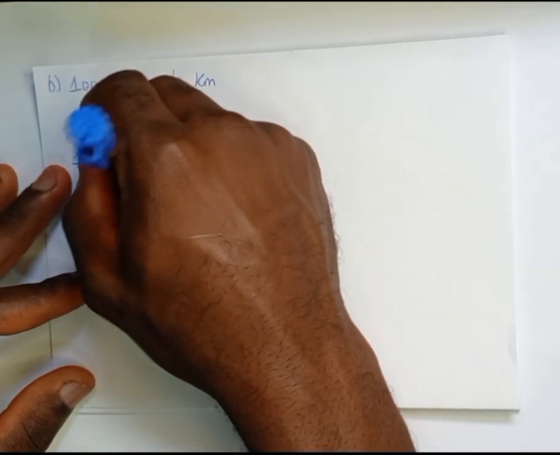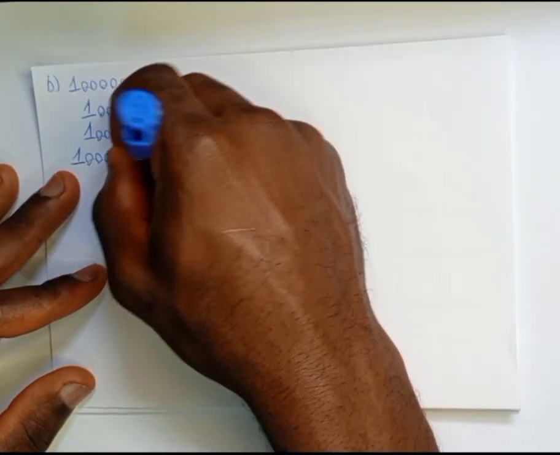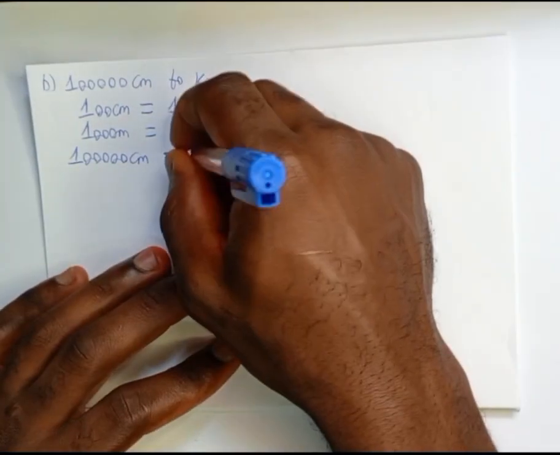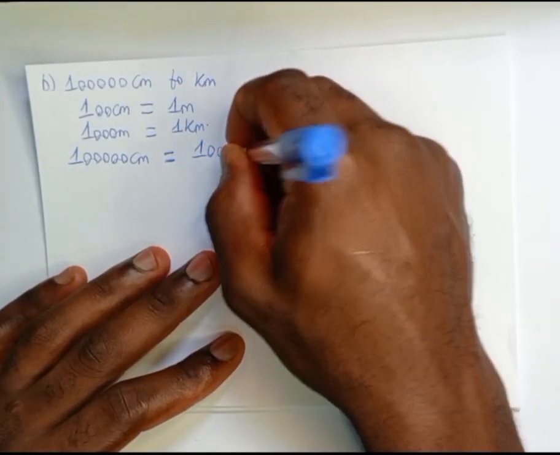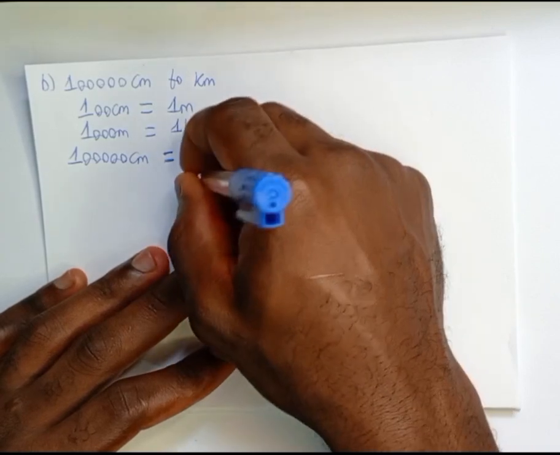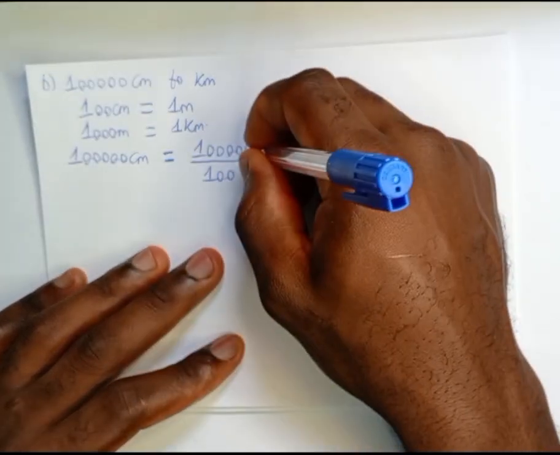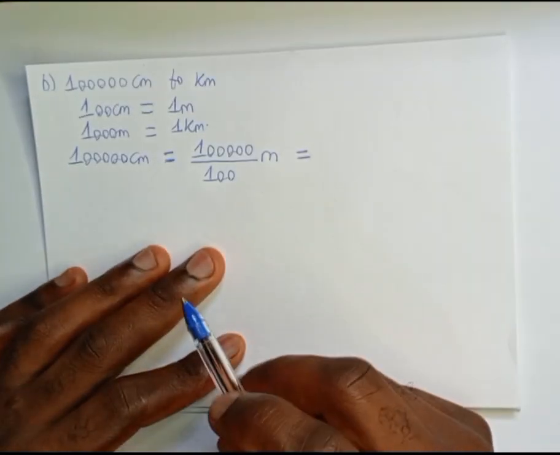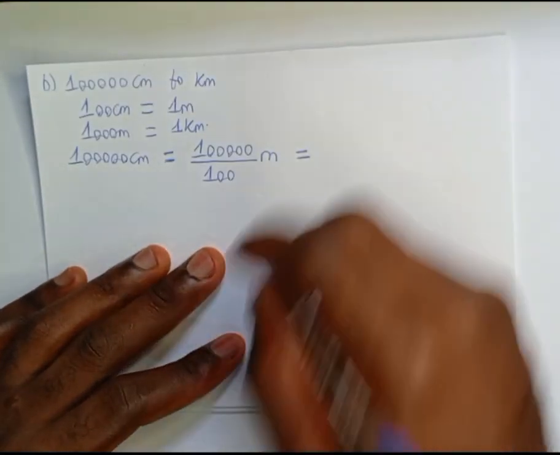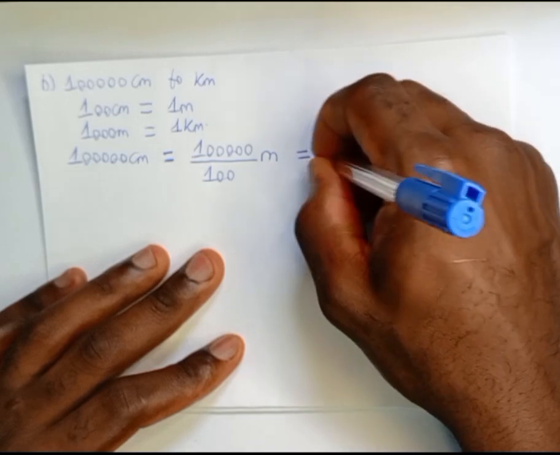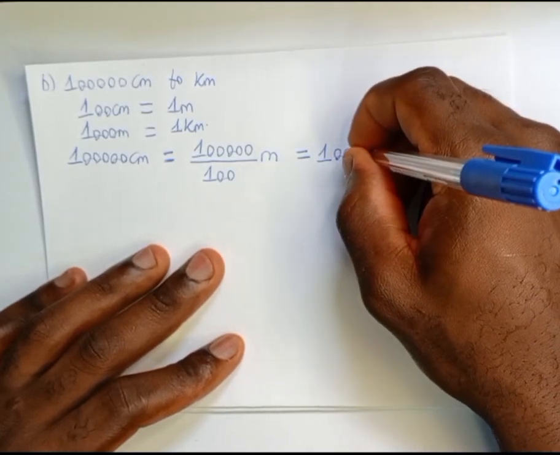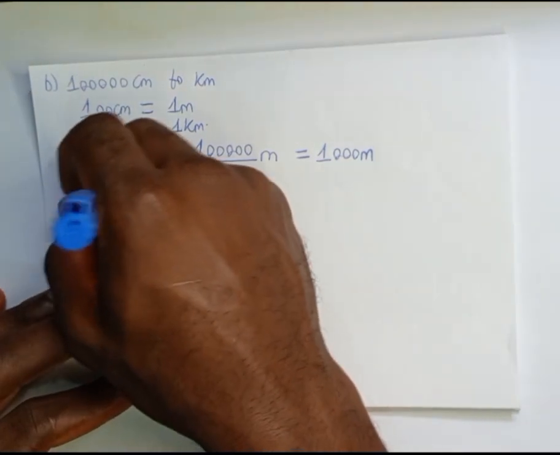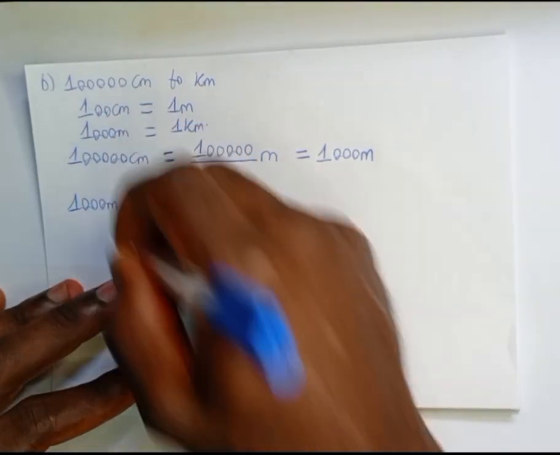Take 100,000 centimeters, converting it to meters. We are simply going to divide 100,000 by 100, and the unit will be meters. This will simply be equal to 100,000 divided by 100 gives us 1,000 meters.